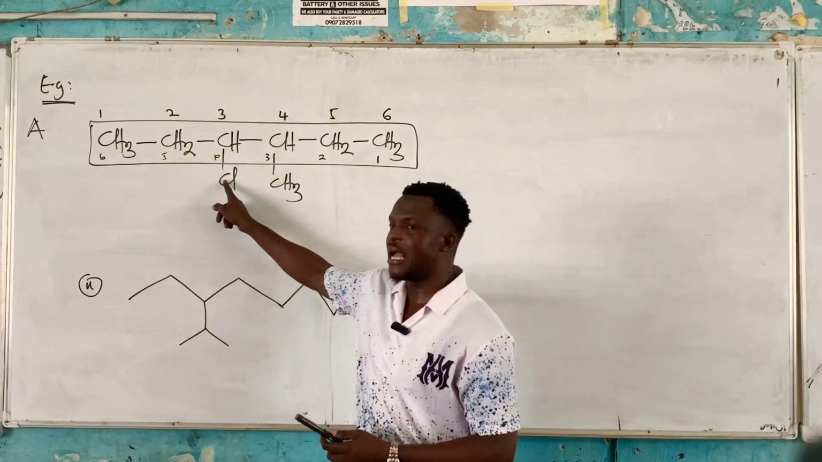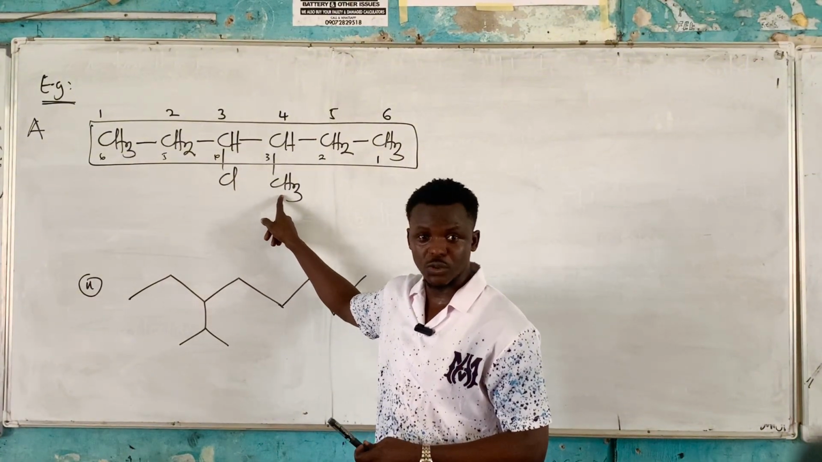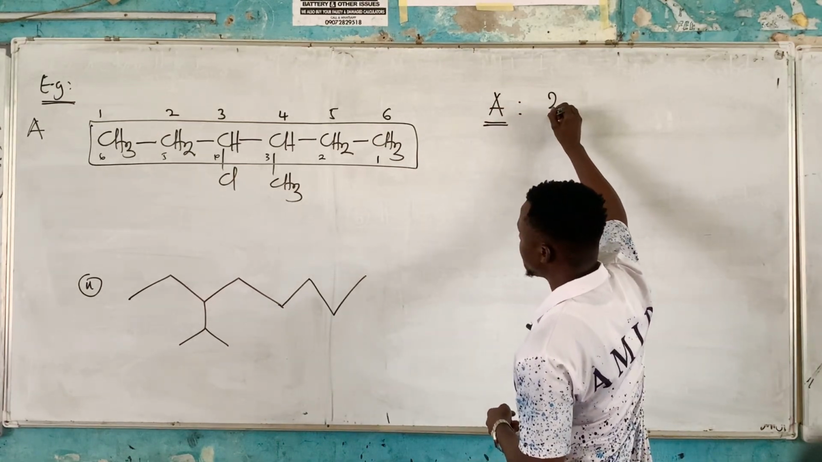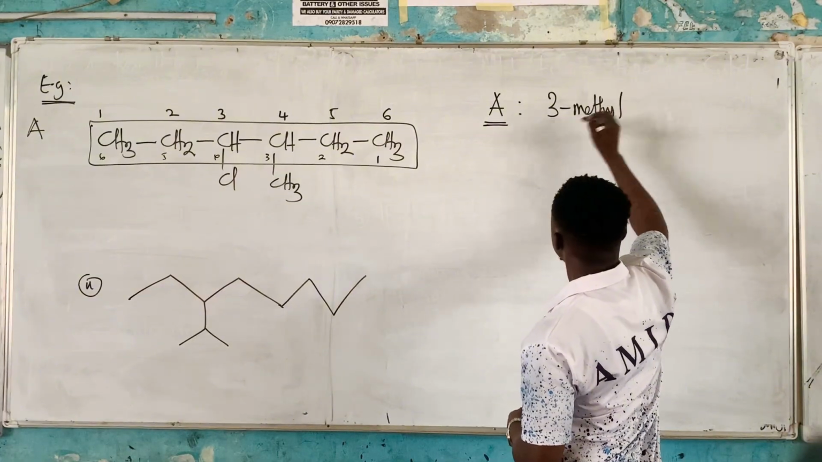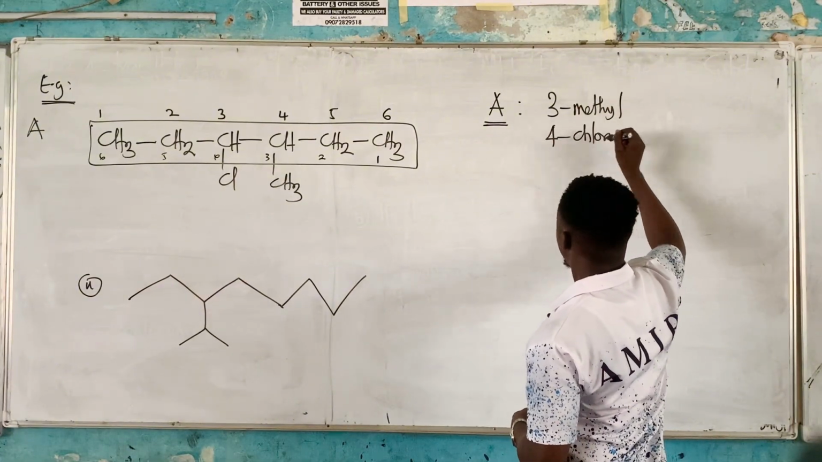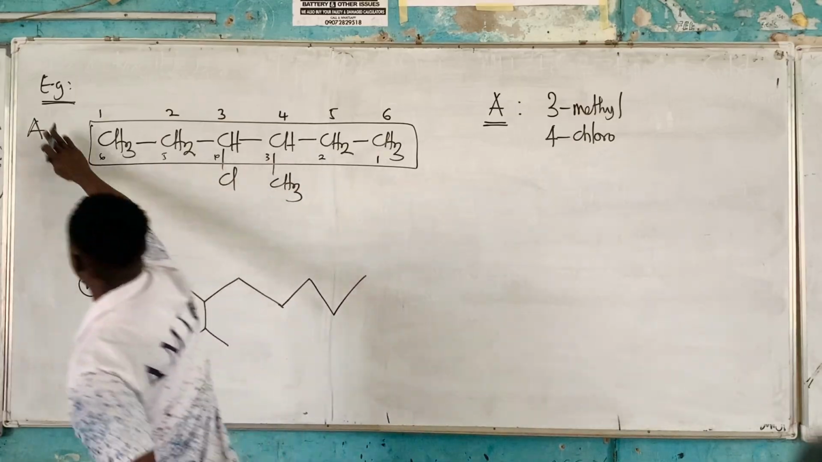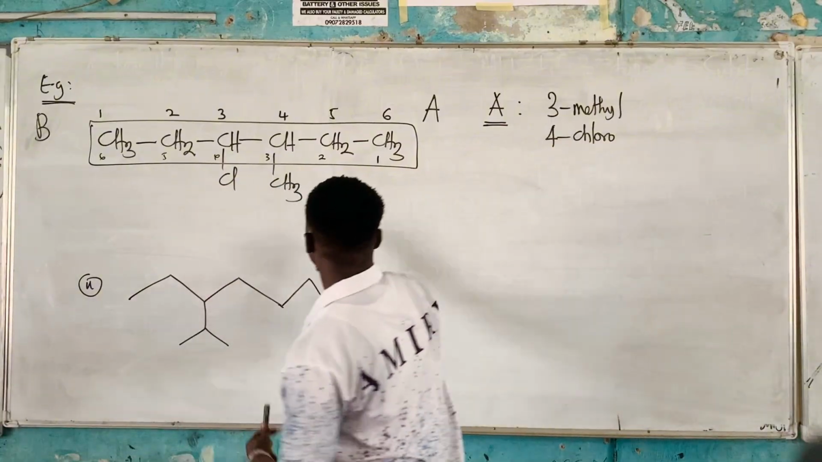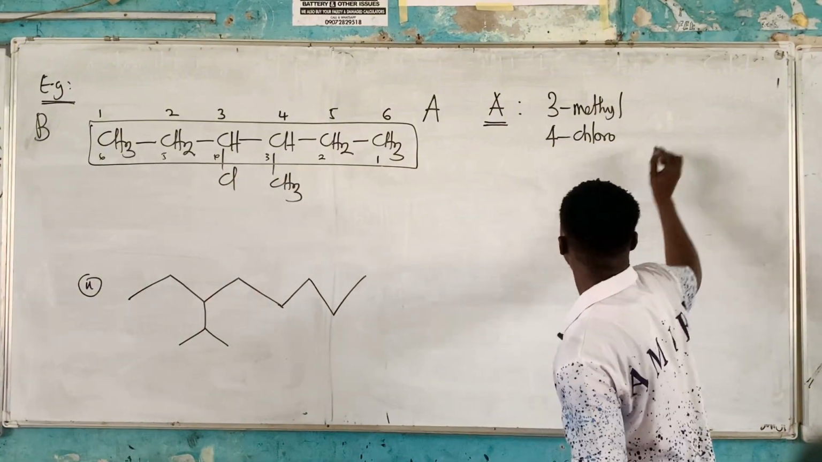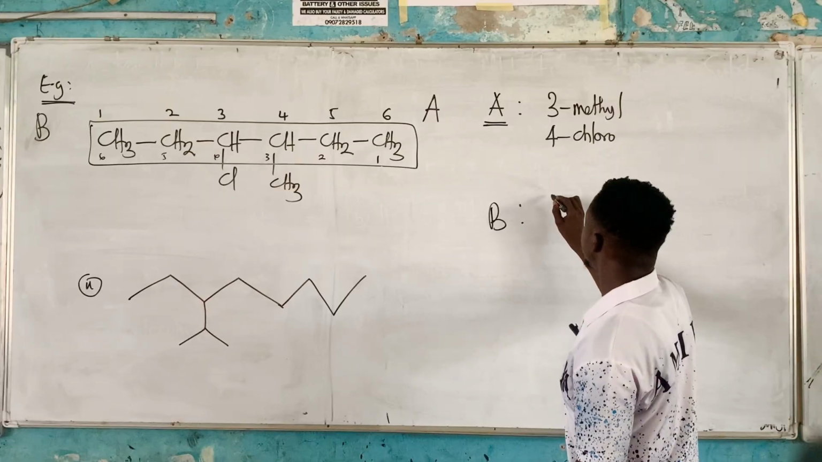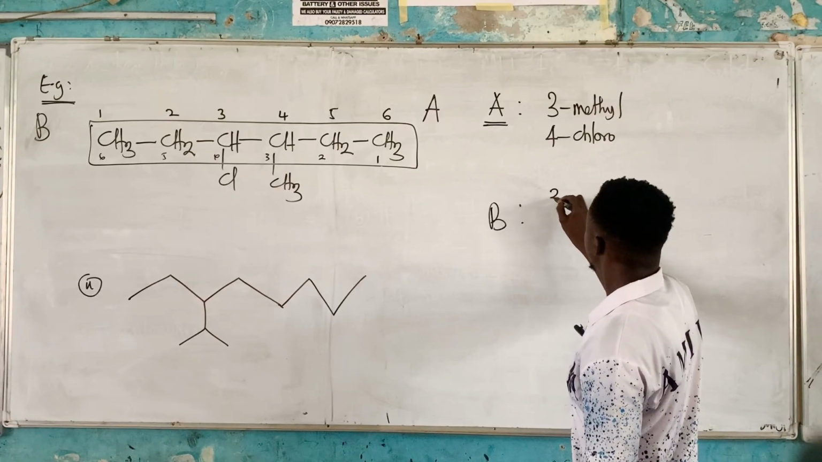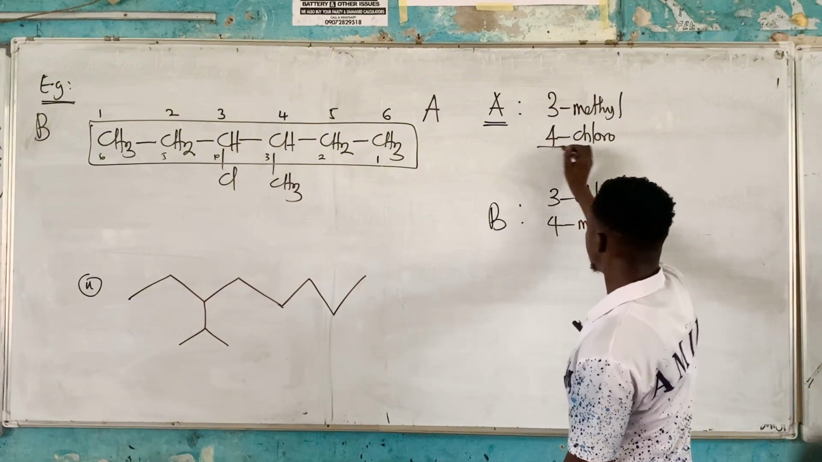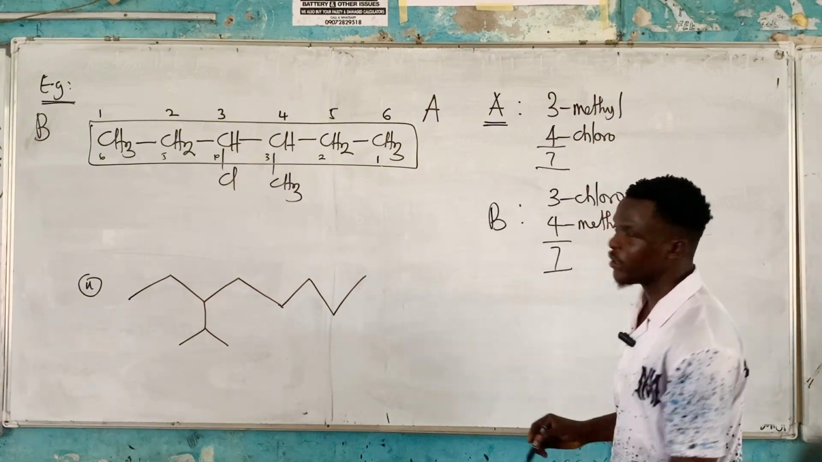Now, Cl is chloro, CH3 is methyl, is it not so? Let's call this guy A, and let's call this guy B. If I start from A, this is going to be 3-methyl, 4-chloro. If I start from B, it is going to be 3-chloro, 4-methyl. If you add it up, this is 7, and this is what? Equal distance from both sides.